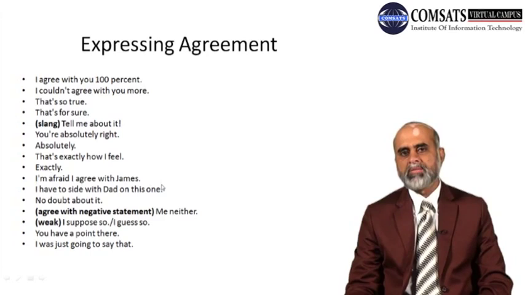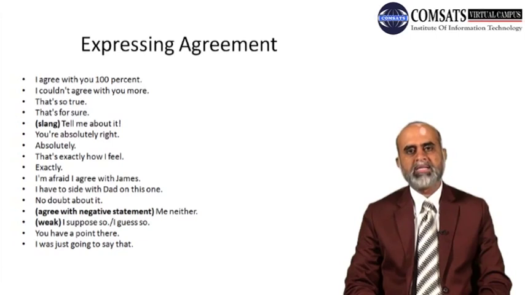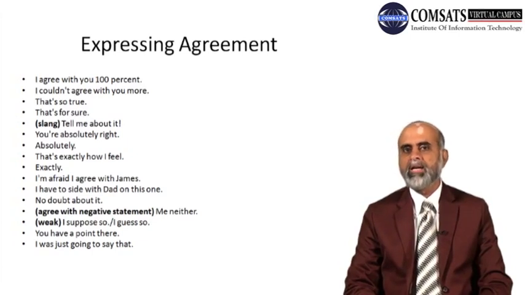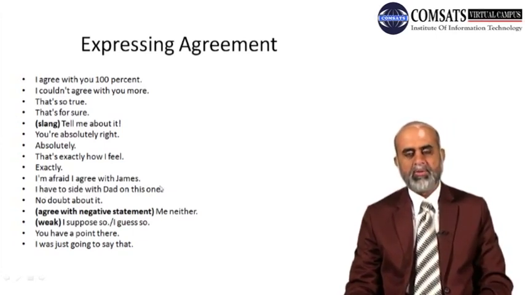Okay, I'm afraid I agree with James. I agree with James is pretty simple, you understand that. But what does this mean, I'm afraid? I'm afraid is normally said when you are saying something which might not be acceptable for the speaker. So you disagree with someone, but you agree with James. In that case, you'll say, I'm afraid I agree with James. I'm afraid here means I'm sorry that I don't agree with you. Instead, I agree with James. Now, this expression got here by mistake because we are learning to express agreement, and this one doesn't really express agreement. It does express agreement with James, but I'm afraid means that you are disagreeing with the speaker.